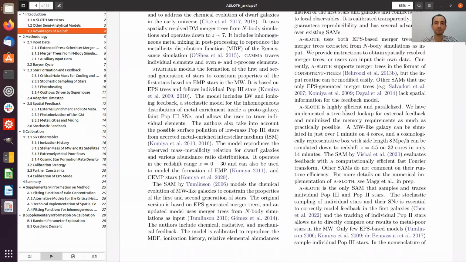A-SLOTH is very efficient and parallelized. So we have optimized the memory allocation, we have parallelized it. And when you download A-SLOTH the way it is and use the EPS mode, you can run it in 1 minute on your laptop. If you want to use a cosmological representative box, even this runs in just a few minutes on a decent computer.